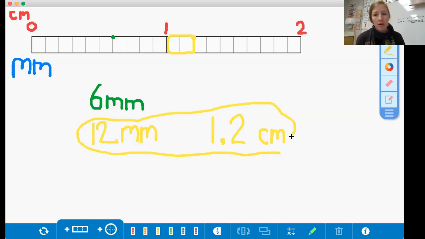either in millimeters or centimeters. And actually, let's go back to that green dot. You could write that in centimeters too, even though it's less than a centimeter. You would just say that we had 0 centimeters and 6/10 of a centimeter.